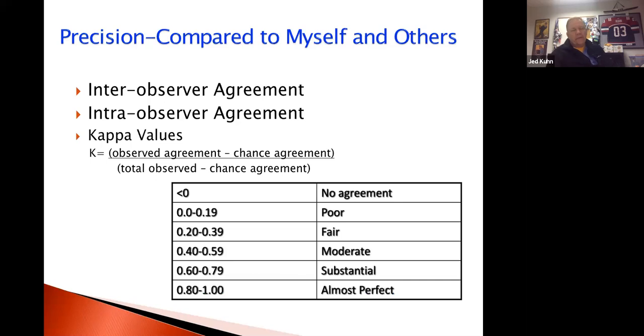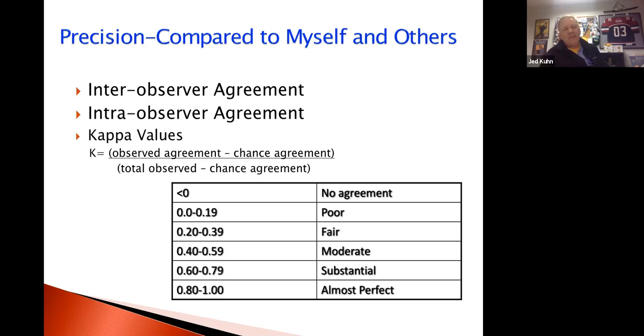Precision is different. That's accuracy. Precision is different. Precision is when I compare my exam on one day to myself on another day, or when I compare my exam to Jay's exam, which is always going to be better than mine, because I don't believe in exams very much, and I'll explain why. But anyway, these are inter-observer and intra-observer agreement.